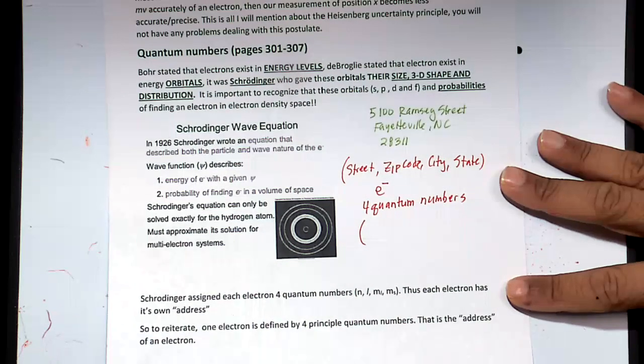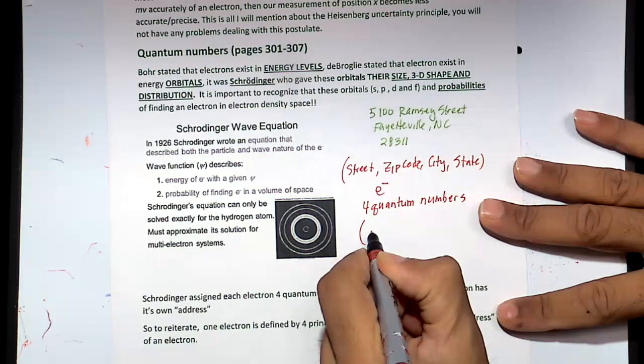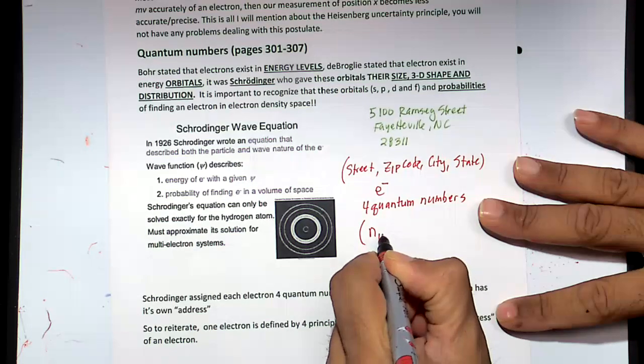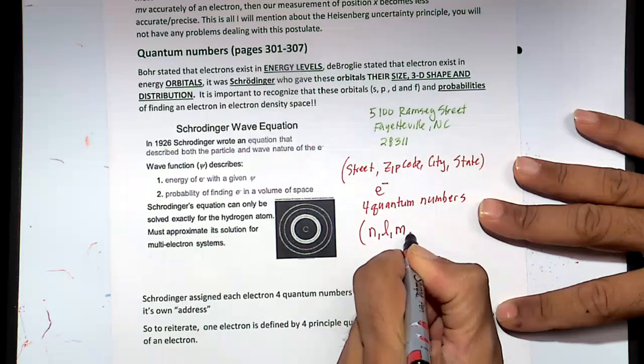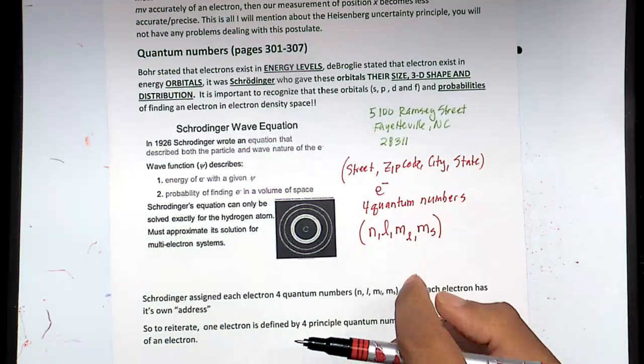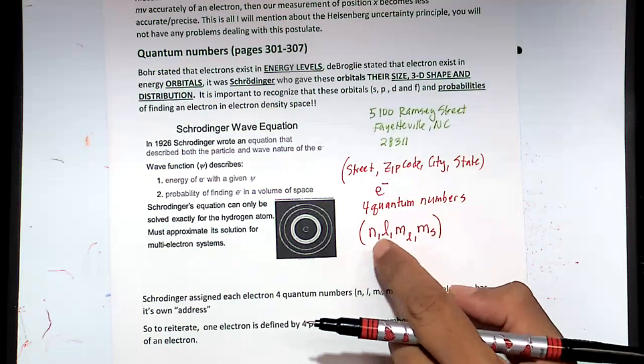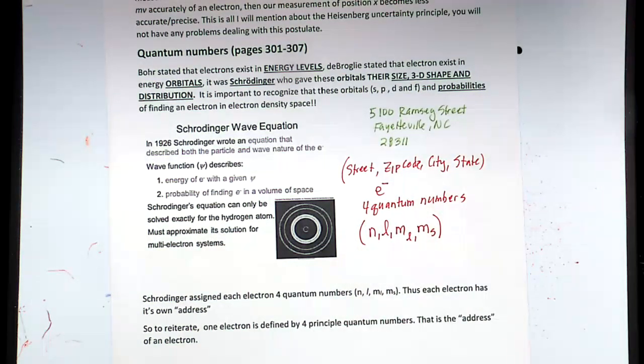Four quantum numbers give us the location, quote unquote, of the electron, and these quantum numbers are n, l, m sub l, and m sub s. Of these four, n and m sub s are the easiest. l and m sub l are a little bit more difficult.